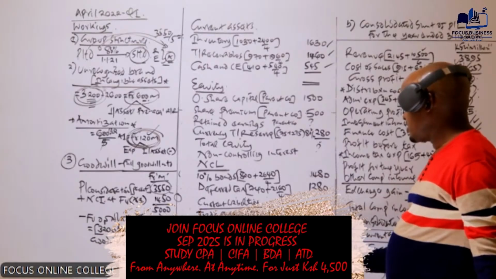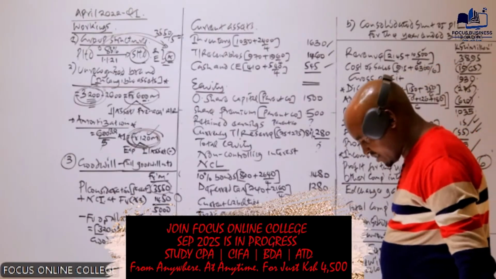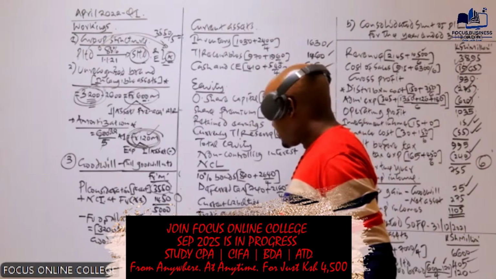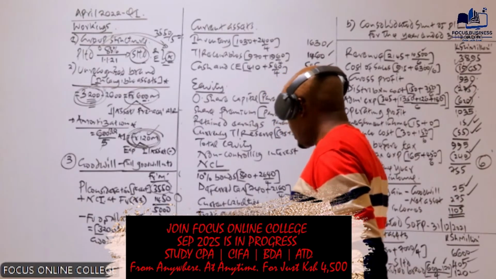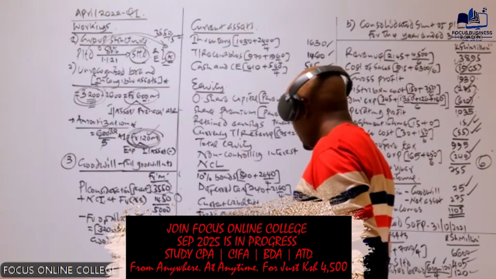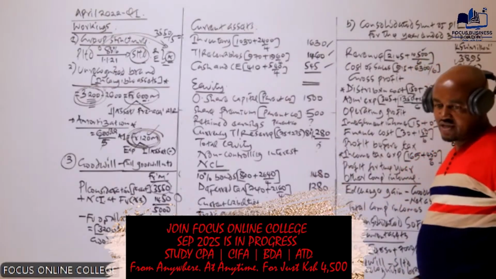The current tax is what? Is 710. 710. So basically that would be the total equity and liabilities. So no need of getting the total because there are 2 items you have not computed up there.